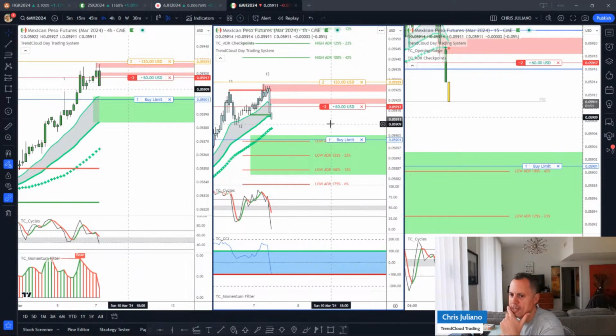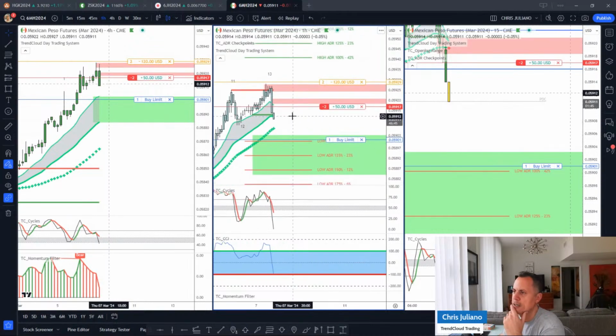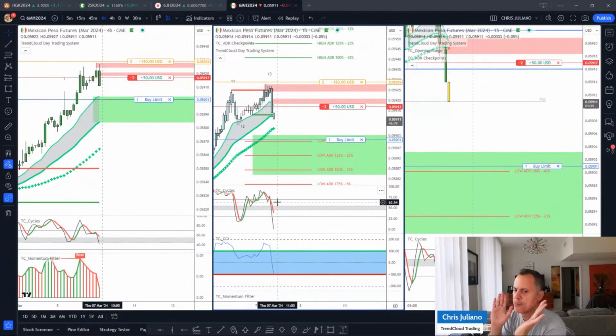Chasing the Mexican peso here. So really, really nice. So again, we substituted the extended trend for the present momentum at the time.